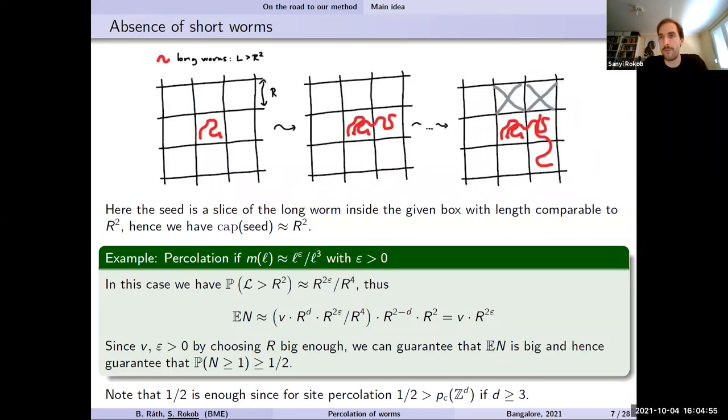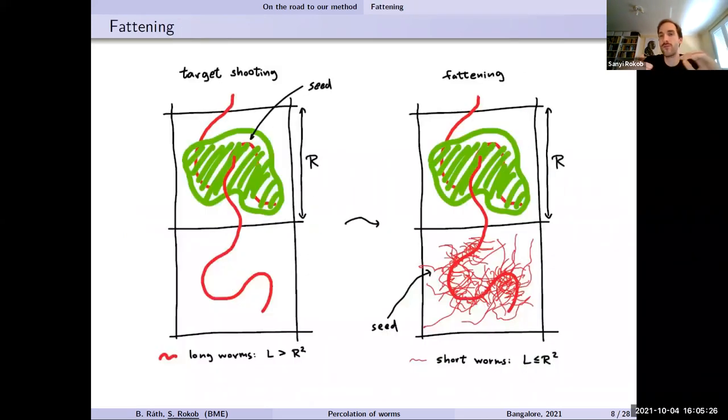This was a very dummy approach because we really didn't use the short worms inside, and there are many short worms. Okay, I see that the short worms may not be that long, not comparable to the length of these seeds with lengths R squared. However, there are many of them, so maybe we can use those. And yes, this is the fact. This is the next approach, a better one. What we do is called fattening.